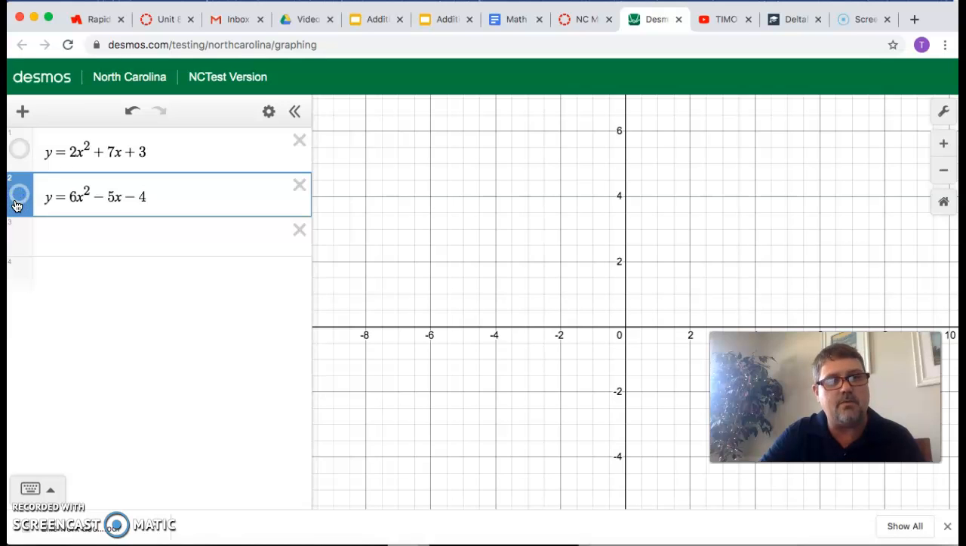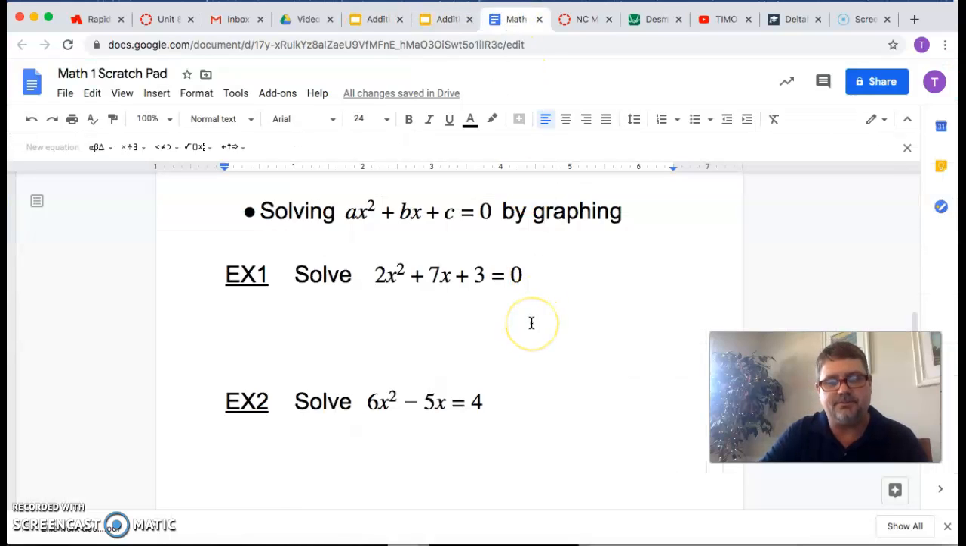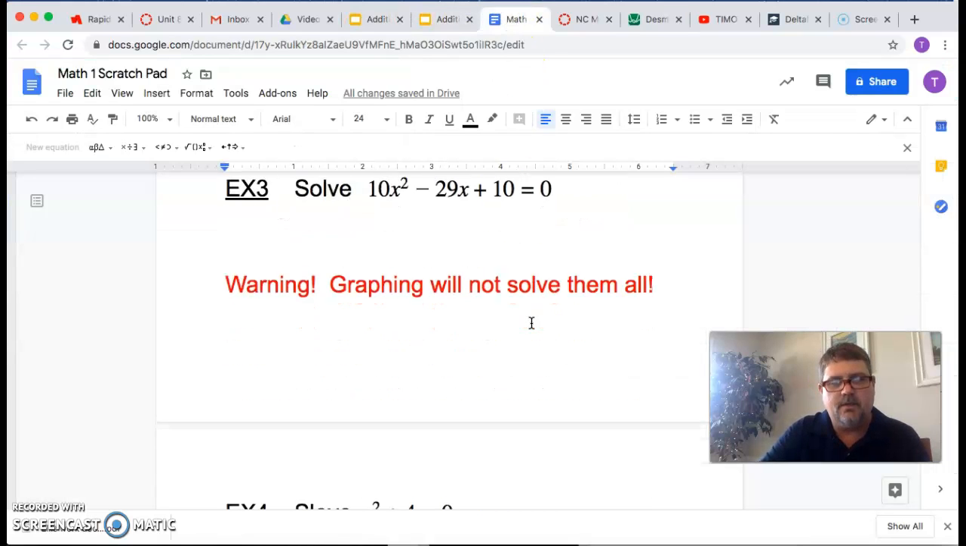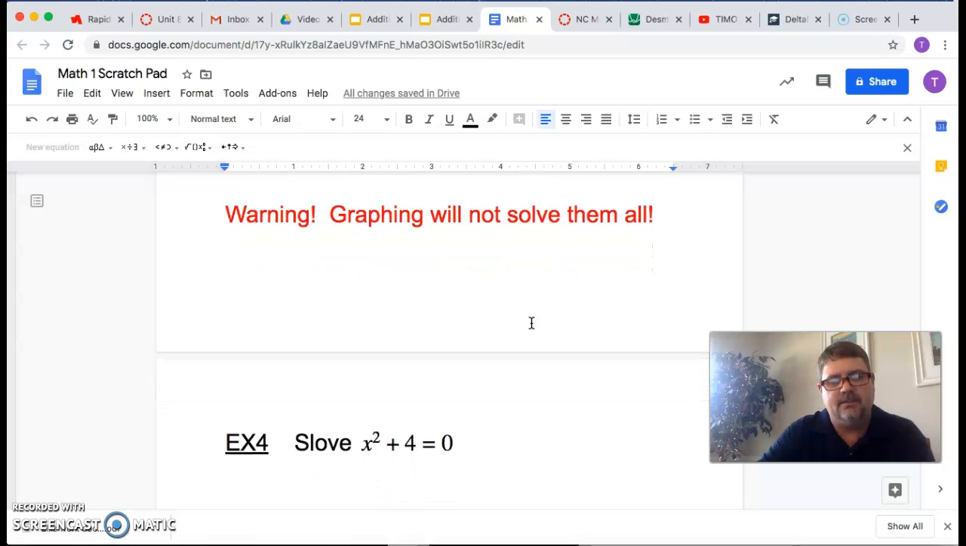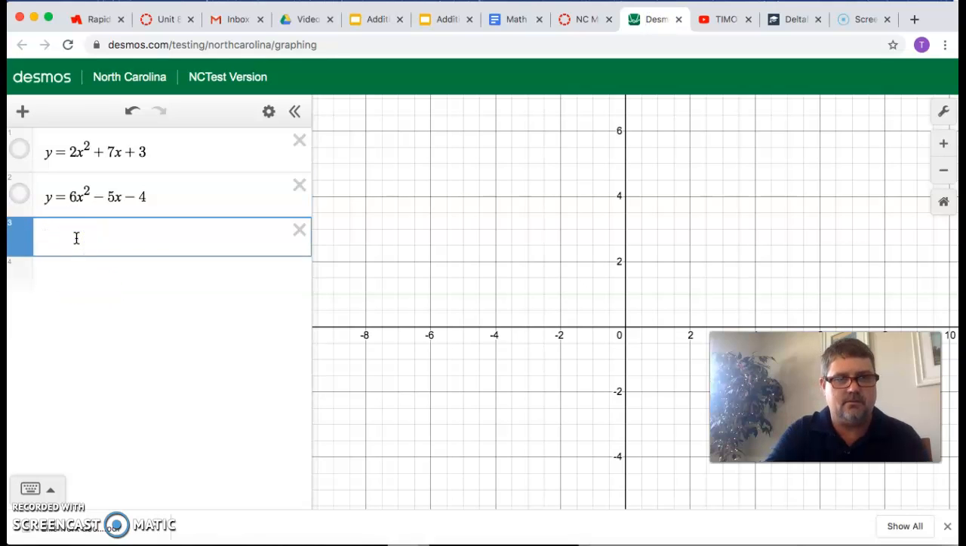Okay, so there's one more I wanted to talk about here. Notice we got two real solutions both times. There's one more guy that we have to be careful with, and you want to write this down too. Warning! This is where people don't like to hear things like this, but this will not solve them all. And I'll give you that example right now. I'm going to cheat a little bit here and copy and paste that thing in, and I'll just put it into my Desmos, just like that.